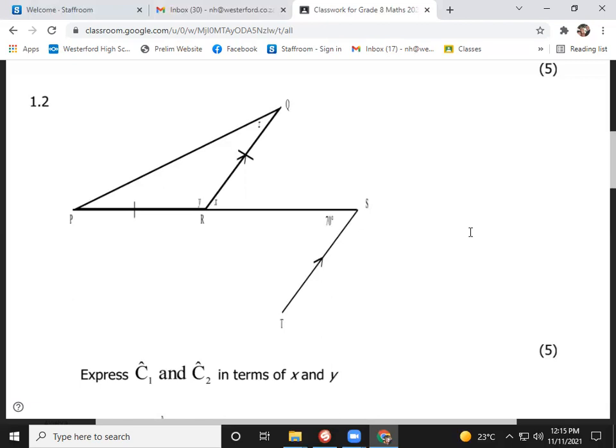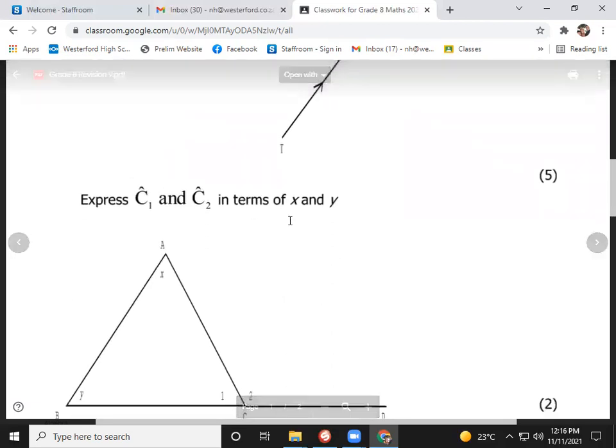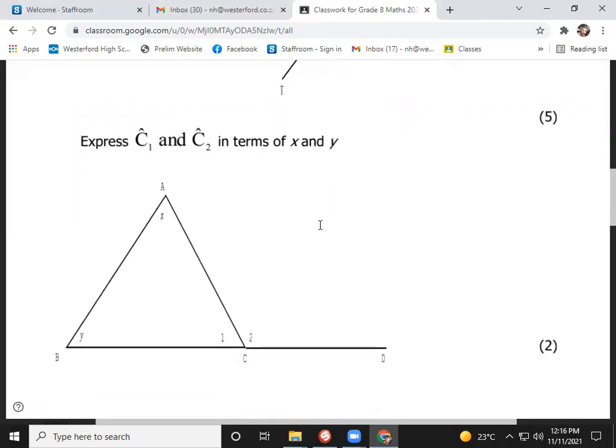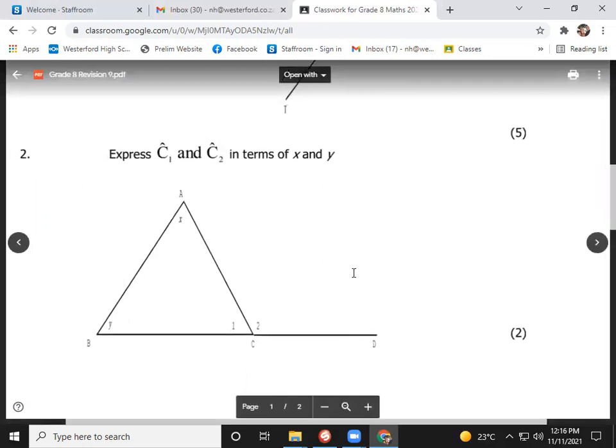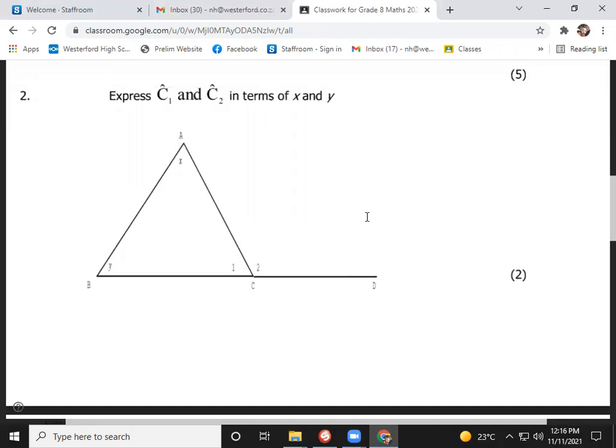Any questions on this one? All right. Okay. A trapezium. Did we do quads this year, guys? I actually can't remember. Did we do properties of quads? No, parallelogram, that stuff. No, we haven't. Okay, so they won't give you that. Don't worry. Okay, this one is an interesting one. Number 2. They're saying express C1, which is this angle.